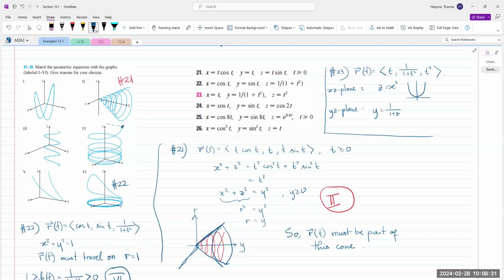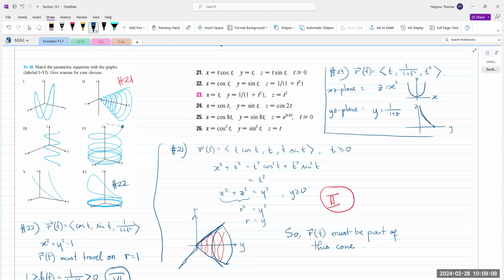But the C is at least 0. If I try to graph this, when the Z is 0, the Y is 1. If this is Y and this is C, okay. But as C increases, the Y becomes very small. So it looks like this.